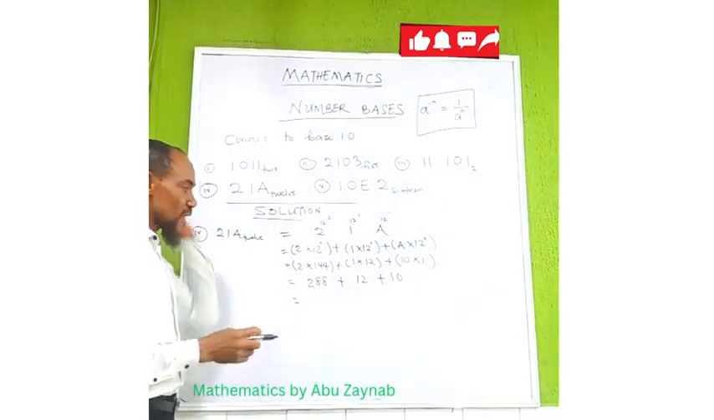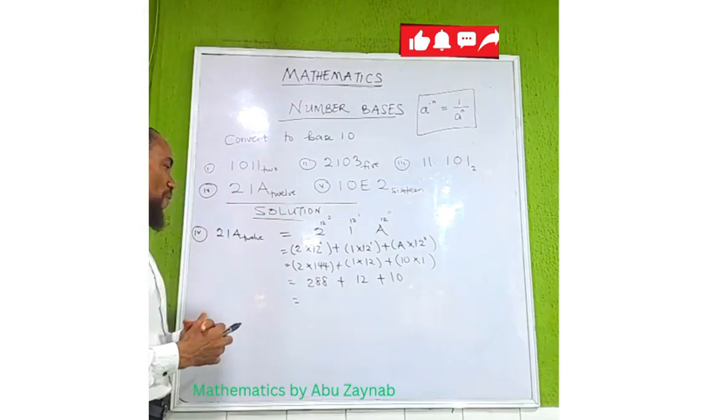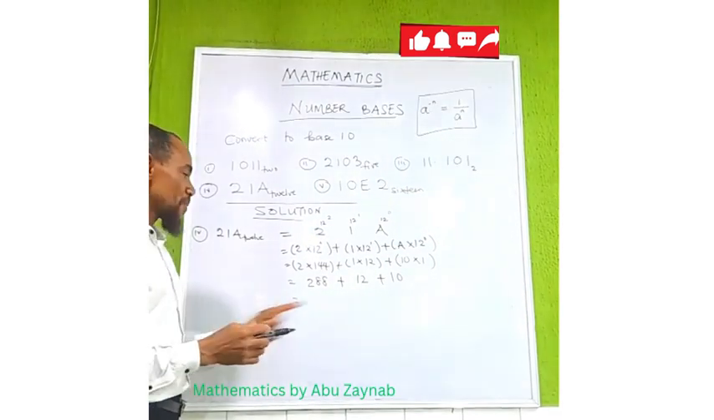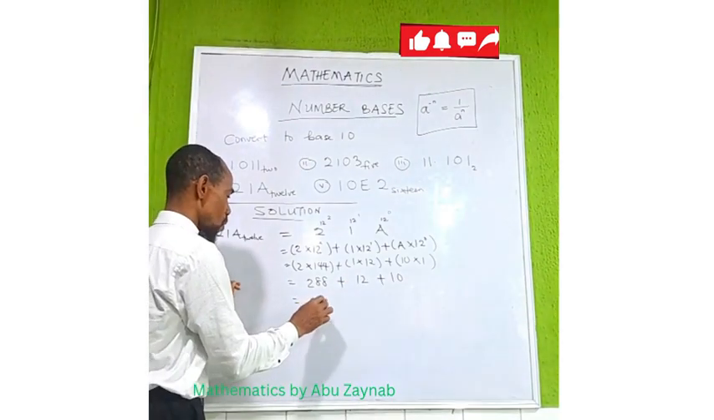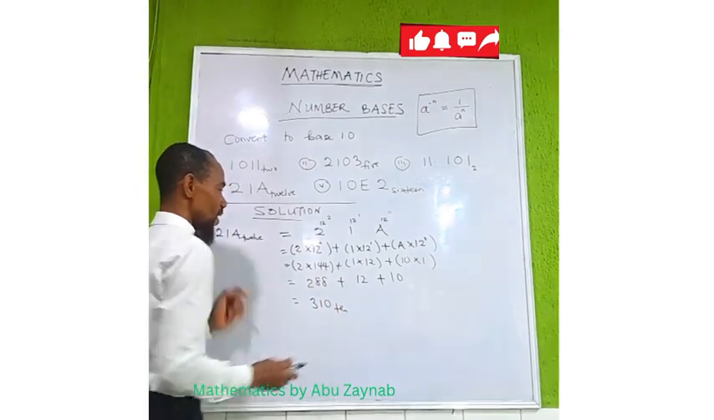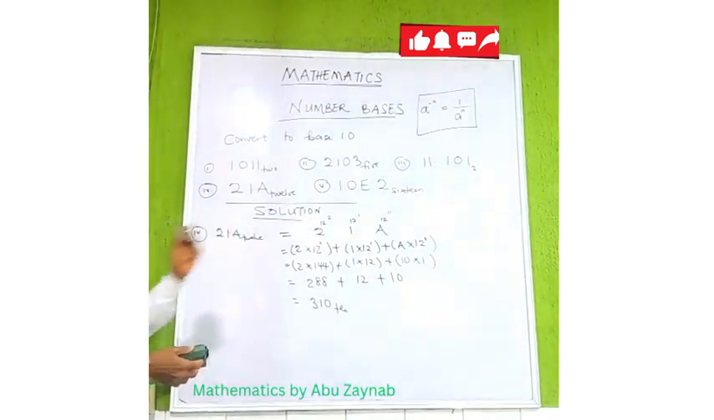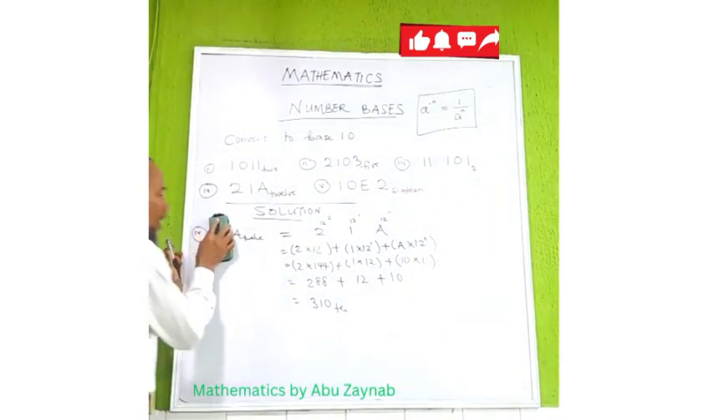So if you sum up 288 plus 12, that is 300. And 300 plus 10, we have 310 base 10. And that is the conversion from duodecimal to base 10. Pretty much the same as others. And then lastly, we have the hexadecimal. How does that pan out?